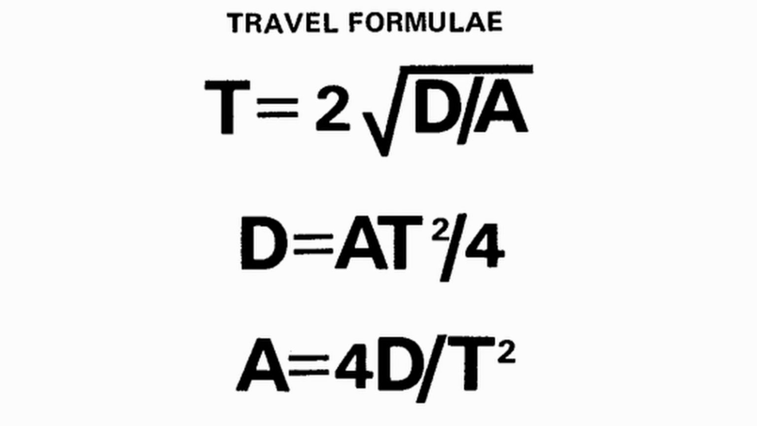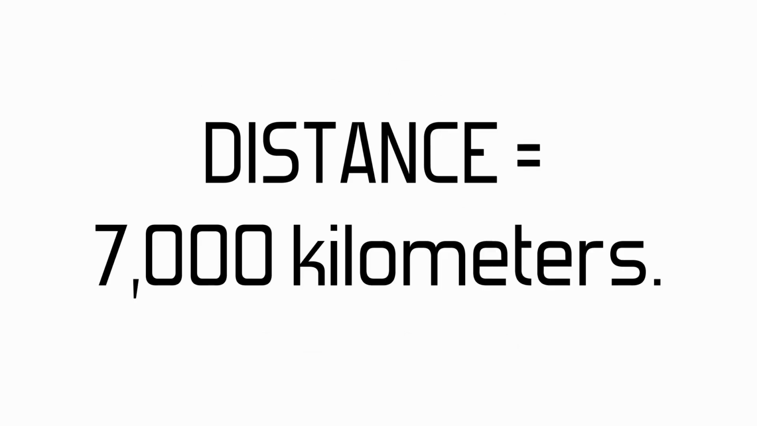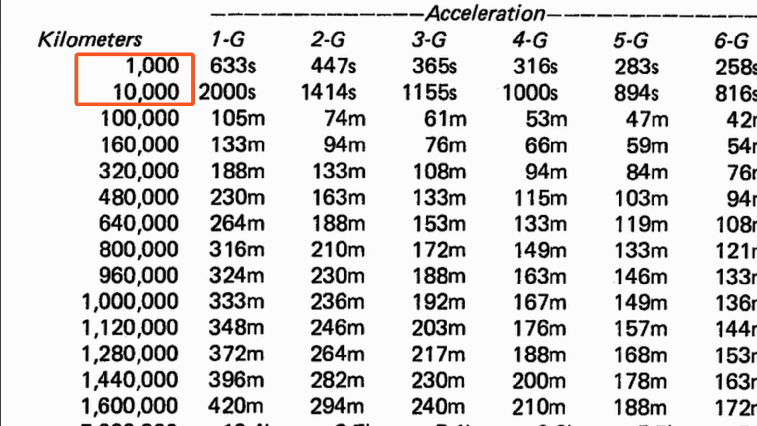So let's say, for example, that I needed to know how long it would take me to go 7,000 kilometers. It doesn't have that on this table, but we can figure it out because we know two of the things. And let's say that I'm going at 3G. So how long is it going to take me to go 7,000 kilometers?